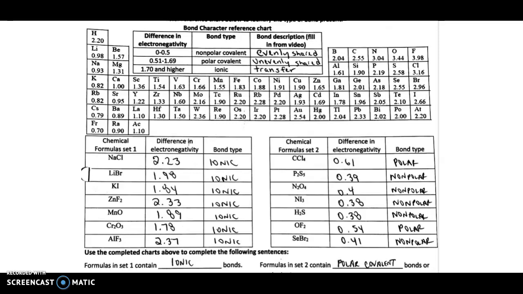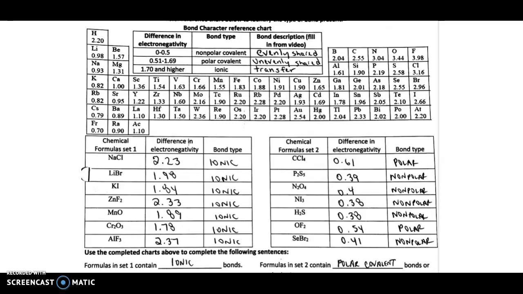So you can see here that in the left-hand table, all of the electronegativity differences are greater than 1.7, and all of those would be classified as ionic bonds based on the large difference in electronegativity. They also would be classified as ionic bonds because they are found between a metal and a nonmetal.